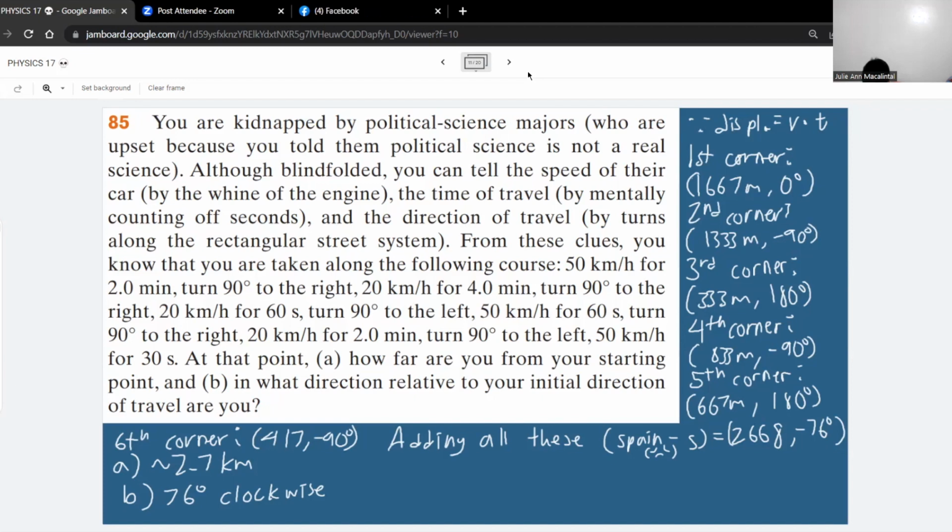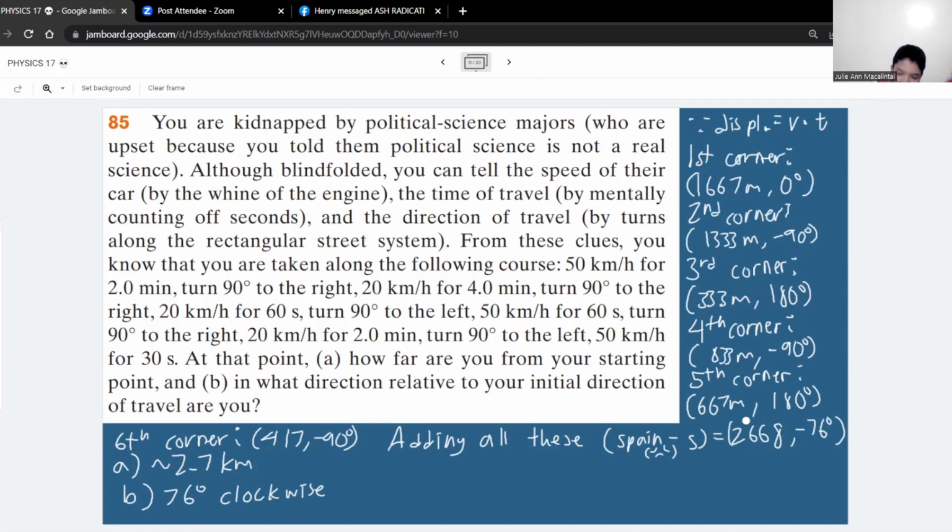Ginawa mong, nag-ano ka dito, no? Nag-calculator ka ng polar, nag-add ka ng polar using your calculator, ano? Opo. Sige. I-note mo lang sa solution mo, gumamit ka ng FX991EX at ginamit mo yung polar. When I saw I had to add the six polar equations, I decided na it is too much of work.